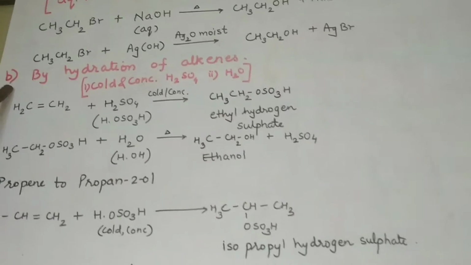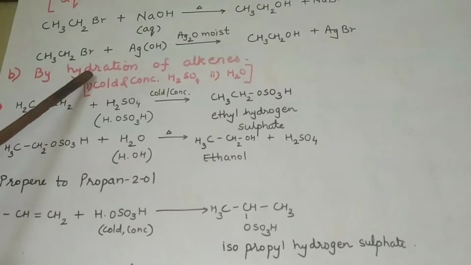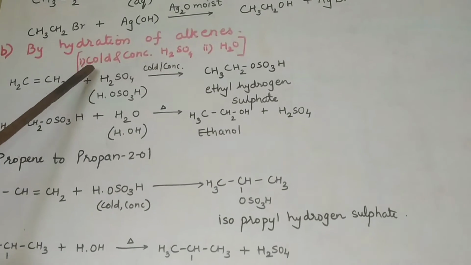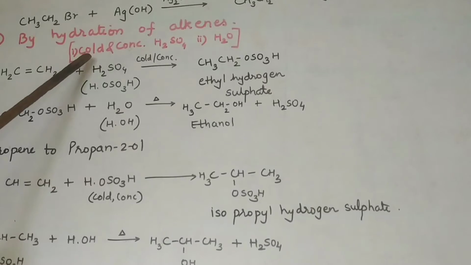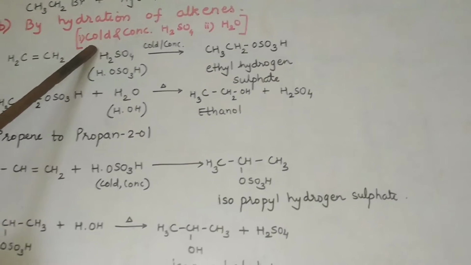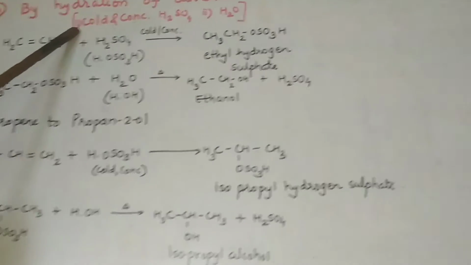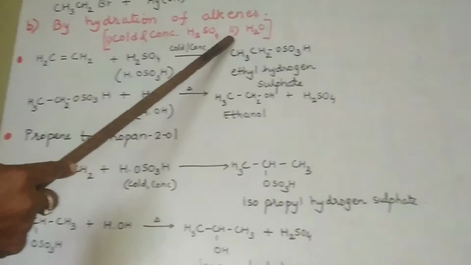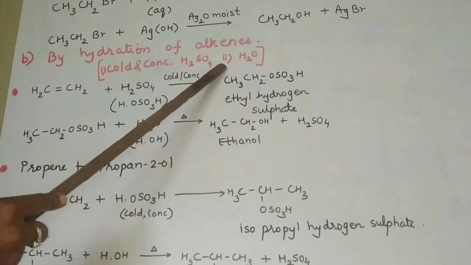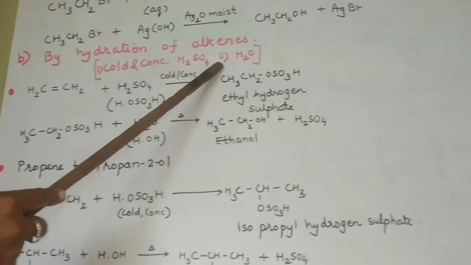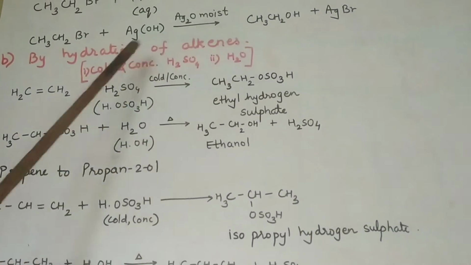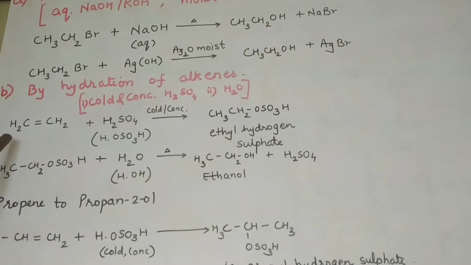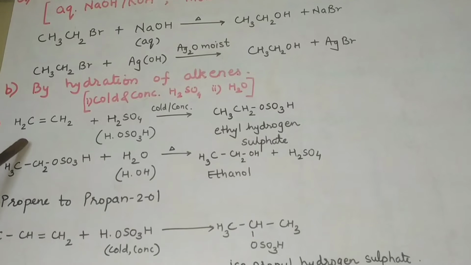The second preparation method is by hydration of alkenes. What are we going to use? In the reaction, we are going to use cold and concentrated H2SO4 in the first step. And in the second step, the intermediate which is formed in the first step will be treated with water. So the reaction takes place in two steps. Let's see the reaction. We have ethene.